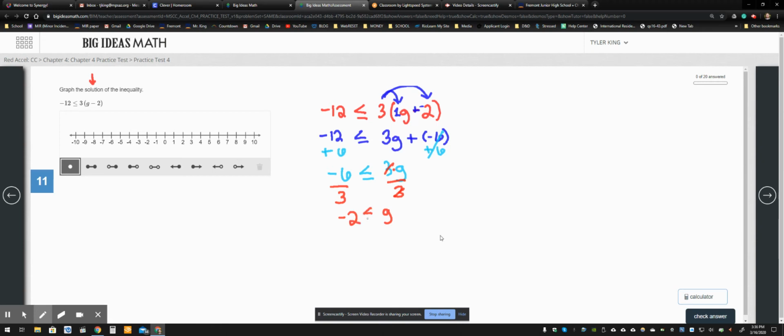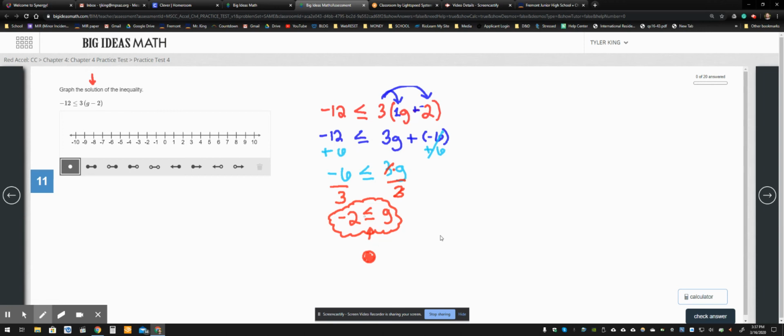Now, because we didn't divide or multiply both sides by a negative number, our inequality symbol does not need to change directions. And this should be our answer, or the solution set here. When we're looking at this, we see that negative 2 is less than or equal to g. Because of the line underneath the sign, it is going to be a closed circle, because we are going to include negative 2 in this.